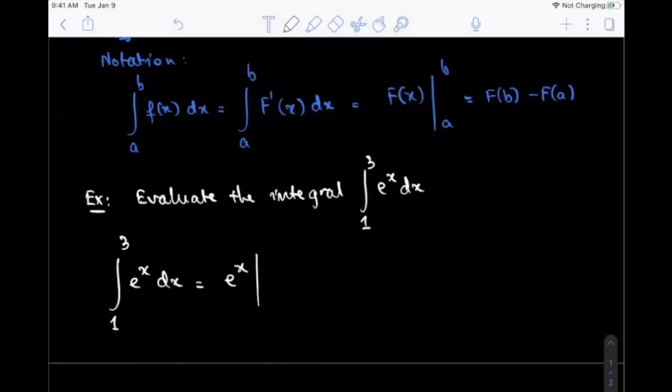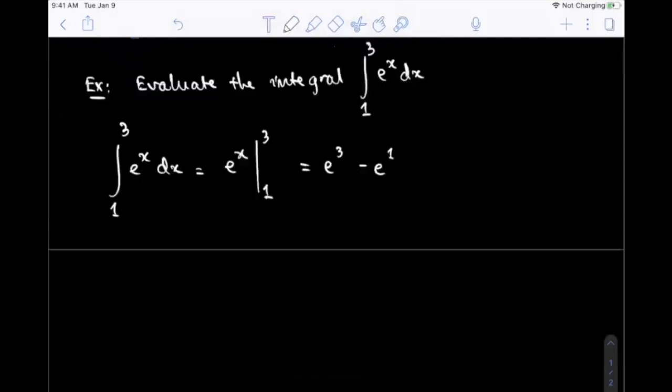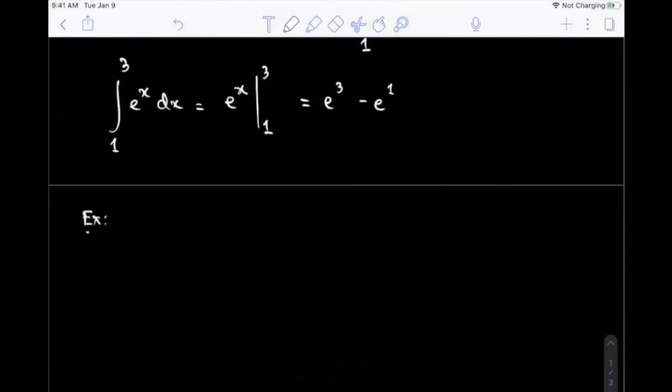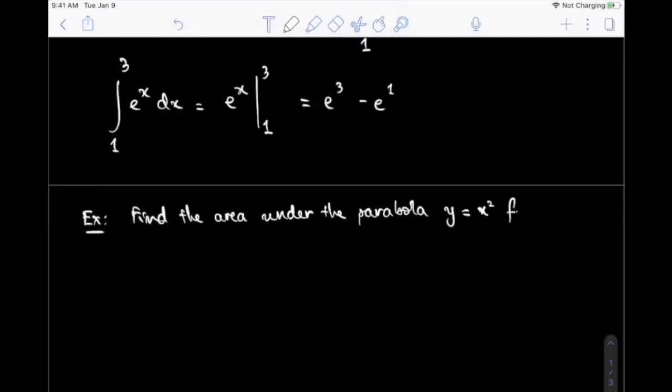Now you evaluate that at 1 and 3. So you get e to the third power minus e to the first power. And then you get the answer. That's the answer. Next example, find the area under the parabola y equals x squared from 0 to 1.